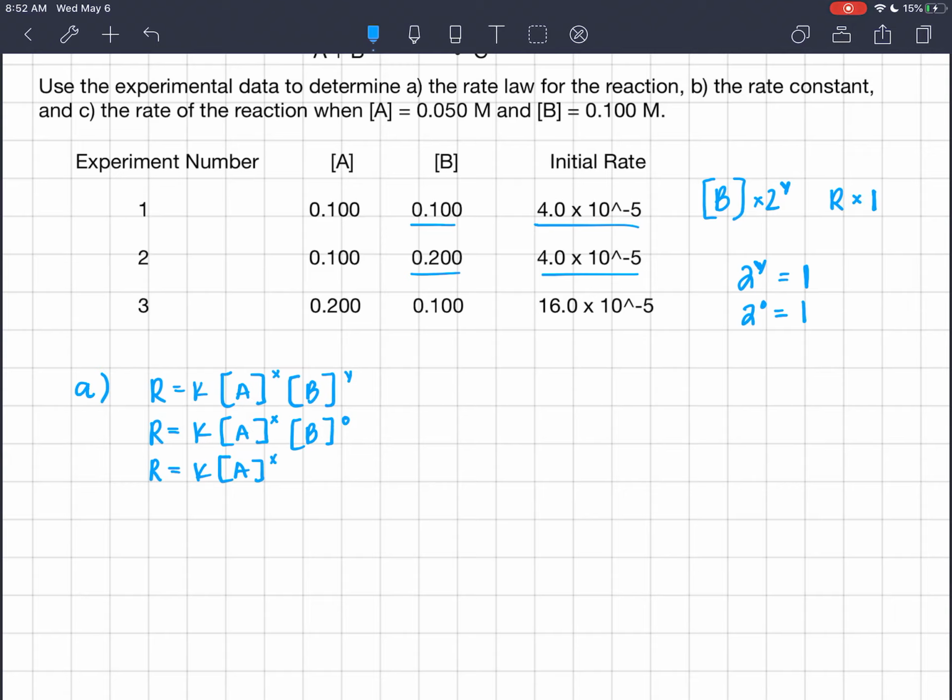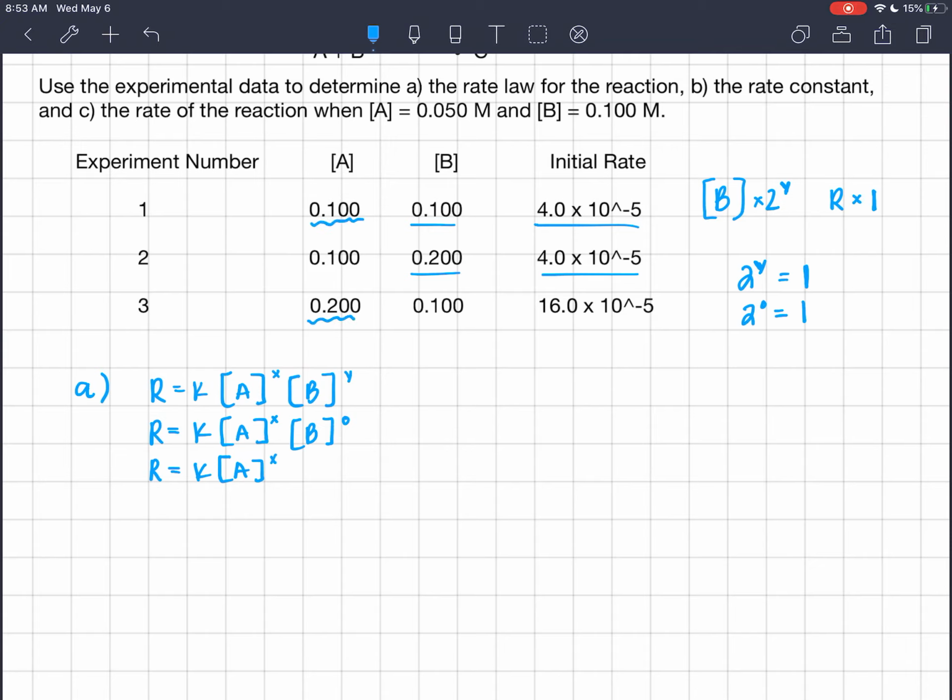So now let's look at experiment 2 and experiment 3 and see if we can use that. Going from experiment 2 to experiment 3, I am going from 0.1 to 0.2 for my concentration of A. However, I am also changing my concentration of B from 0.2 to 0.1. So these are two different changes that are happening right now. I can't be sure that my rate is changing as a result of my change in concentration of A or as a result of changing the concentration of B. So I can't look at experiment 2 and experiment 3.